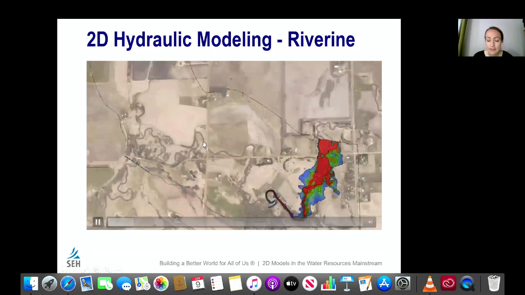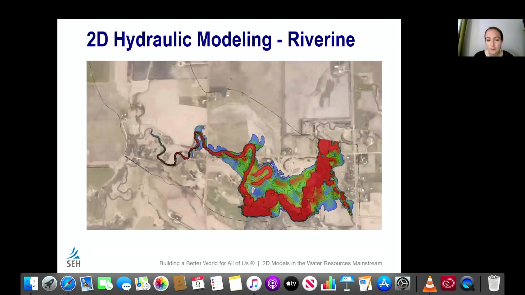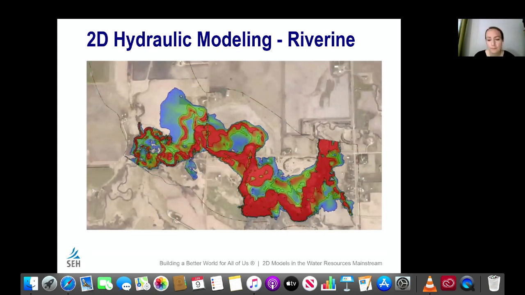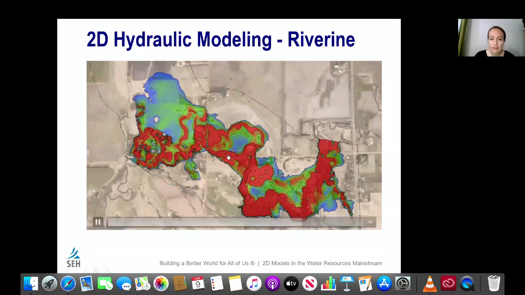With a 2D model, we get results like this one that shows an inundation map of the stream. So in this simulation or this video, it's filling up the floodplain with the 100-year flow rate. We can see the red is showing greater depth, blue shallower. We see those old historic channels that have been cut off over time.